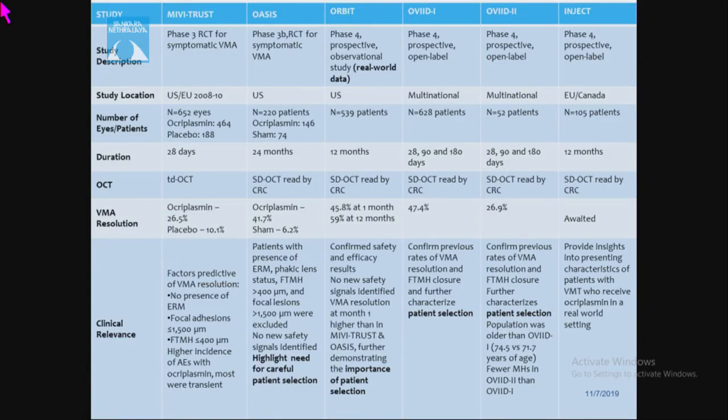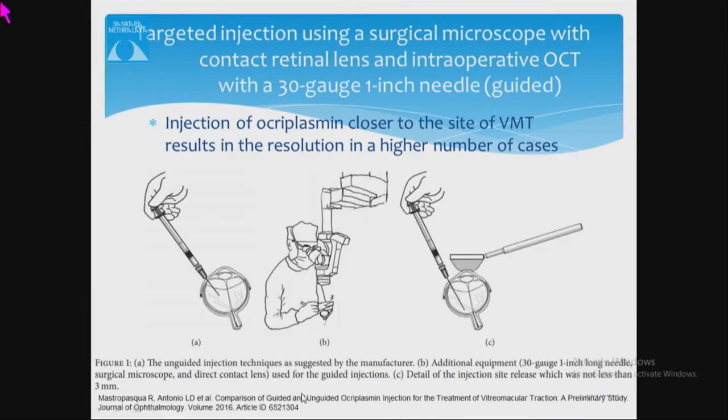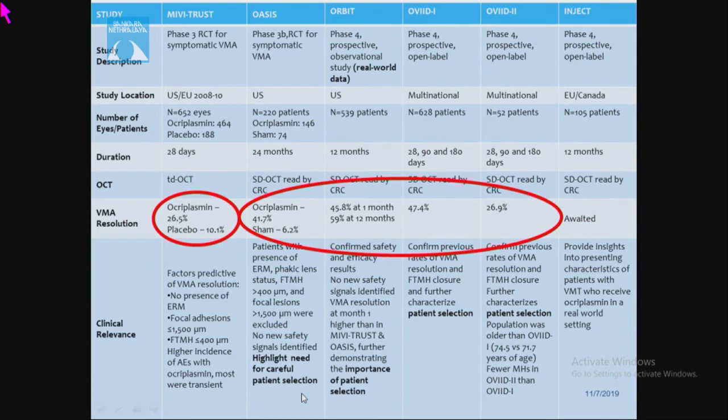Then later on, there were many studies like the OASIS, ORBIT, and OVID studies, which compared the success rate of ocriplasmin injections. They showed that the rate of success can increase from 26.5 to around 47 to 49% by 12 months, and they highlighted the need for careful patient selection for the injections. So basically, compared to MIVI-TRUST, the later studies selected those patients who had a better resolution with ocriplasmin. The inclusion criteria were changed for the later studies. Initially, in the first MIVI-TRUST study, they included all patients with VMT, and from that, they found out which patients had better resolution with ocriplasmin. They recruited only those patients in the further studies, so they got better results in those subgroups.